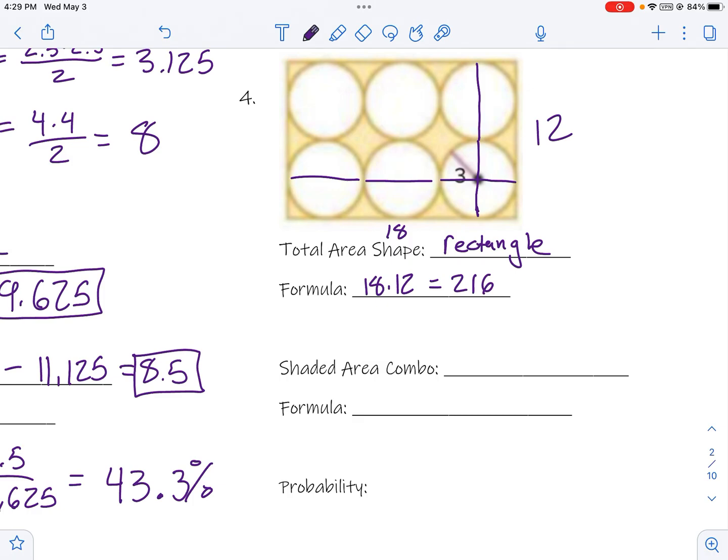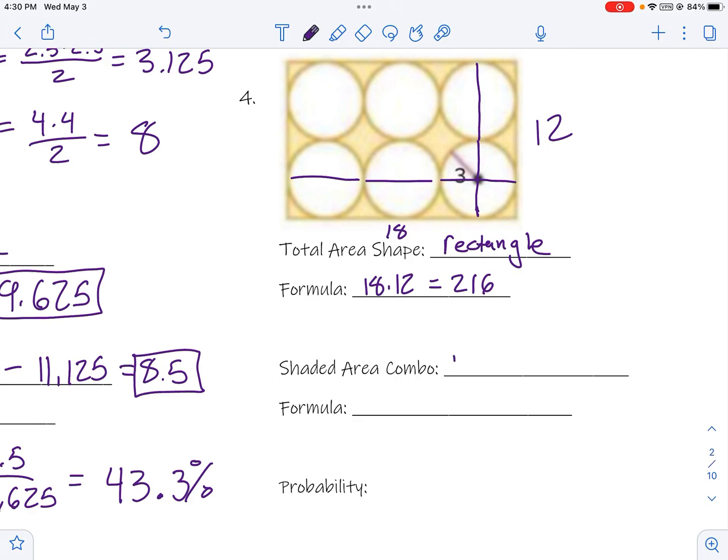Okay, the shaded area combo. In this case, it says combo again. It's not going to tell you this on the semester test or on the chapter test. That's something that we'll have to come up with on our own. The shapes in the middle are what we don't want to hit. Those are wrong, they're a loss, if you throw your dart at the dartboard and hit the white part. So my shaded area combo will be the outside minus the inside again.